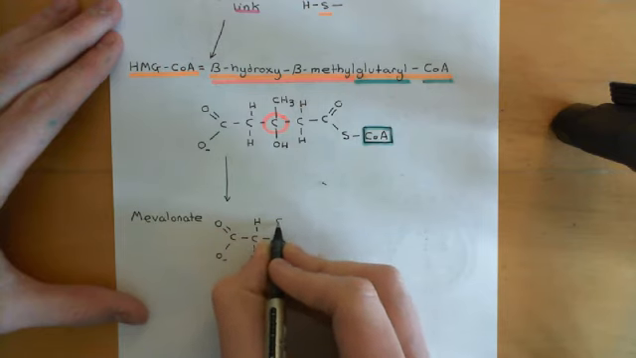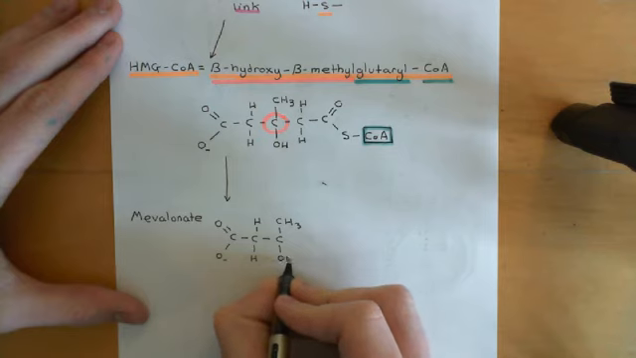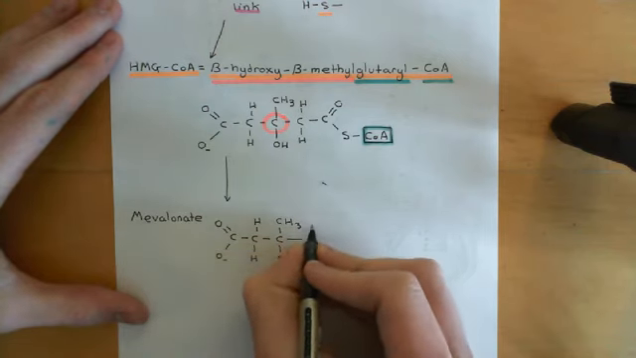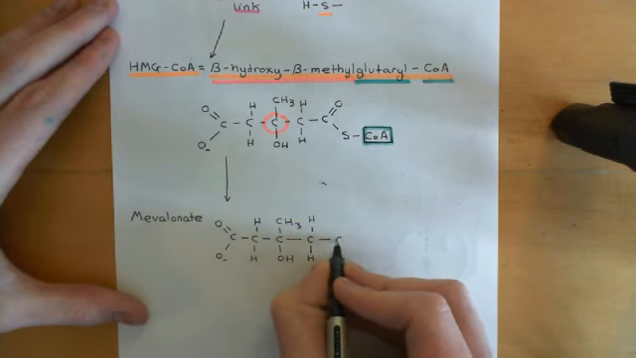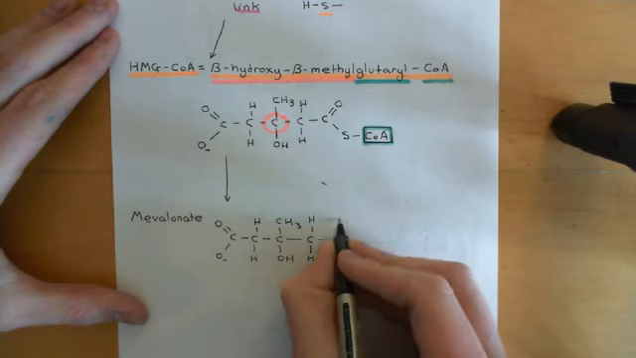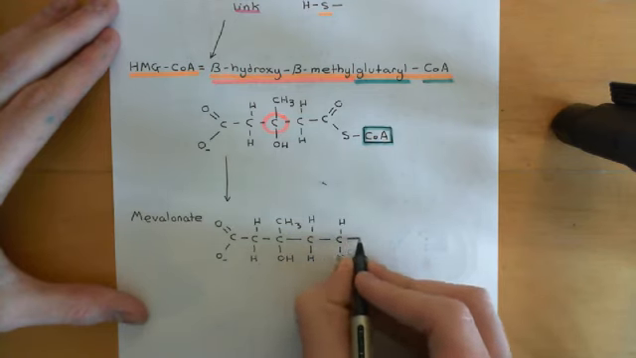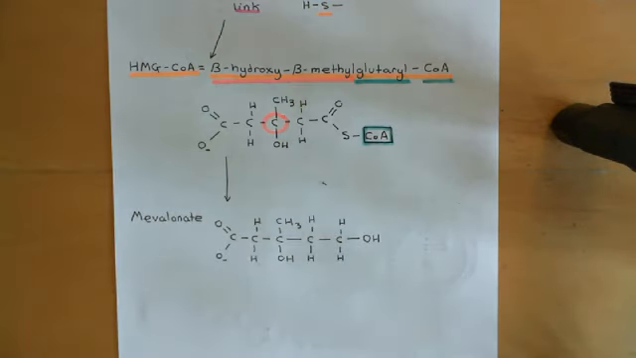Then off this beta carbon we'll still have the methyl group and the alcohol group like so. Then we'll have another methylene group like so. And now, this is the portion that's changed. So off this first carbon, instead of having a carboxylic acid group, we're going to have 2 hydrogen atoms and then an alcohol group. Basically, what has happened is you have reduced the carboxylic acid group to an alcohol group.